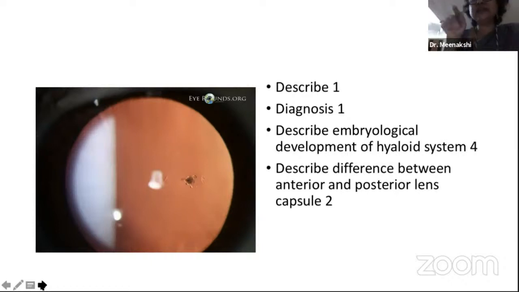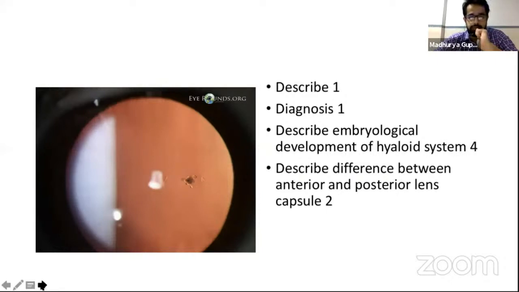In this OSCE, the focus is 4 marks on the embryology, okay? So make sure you write about primary, secondary, tertiary vitreous. If you leave a little space nearby your description, you can put a quick diagram. And what is the difference between anterior and posterior lens capsule?